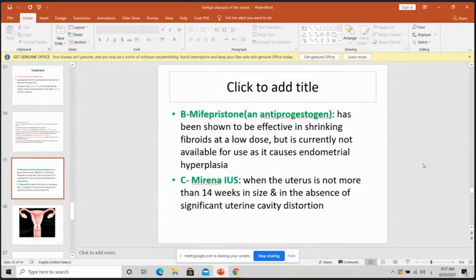The other medical option is mifepristone. Mifepristone, as you have heard, is an antiprogestogen. We usually use it in induced abortion, induced miscarriage. Here they found that it has been shown to be effective in shrinking fibroids at low dose, but it is currently unlicensed and not available for this use or for this purpose. Why? Because it is found to cause endometrial hyperplasia, so they stayed away from it.